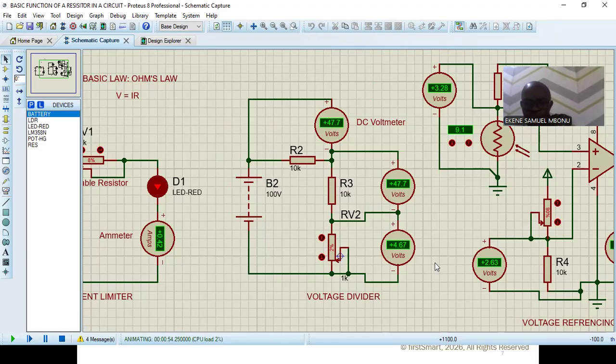Let's put it this way. Somebody should use your calculator and sum the voltage across R2, R3, and this variable. Tell us the value.